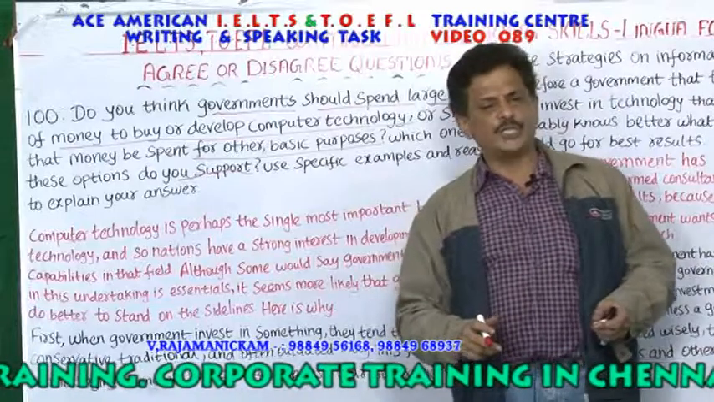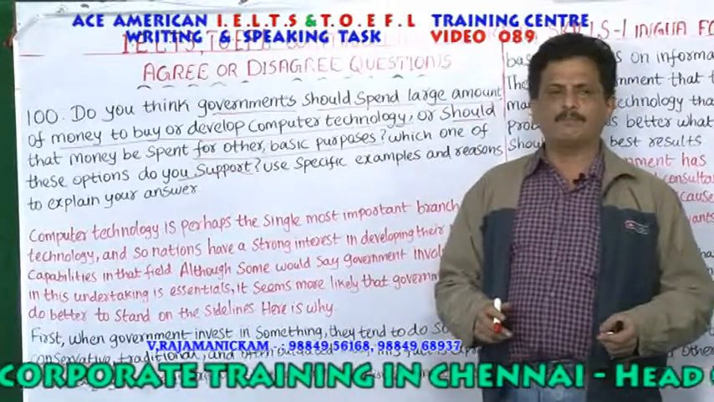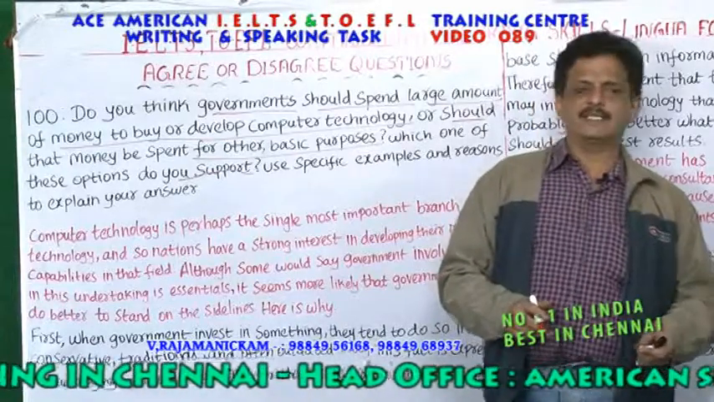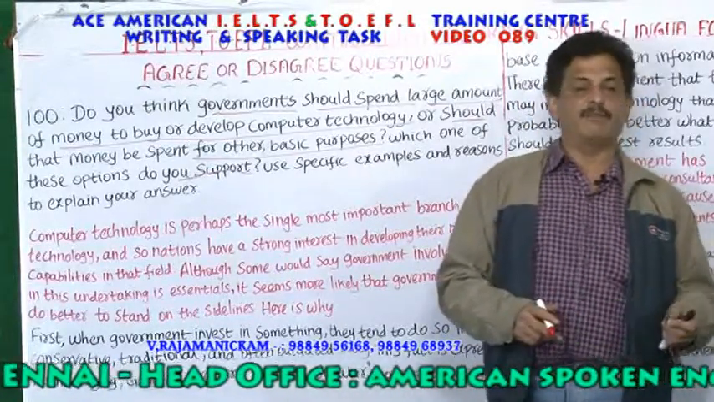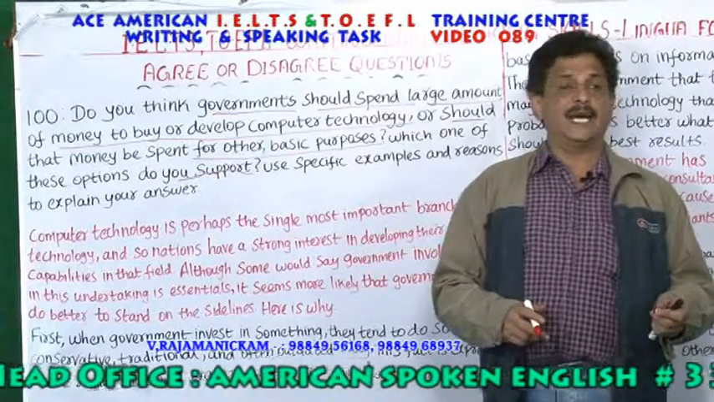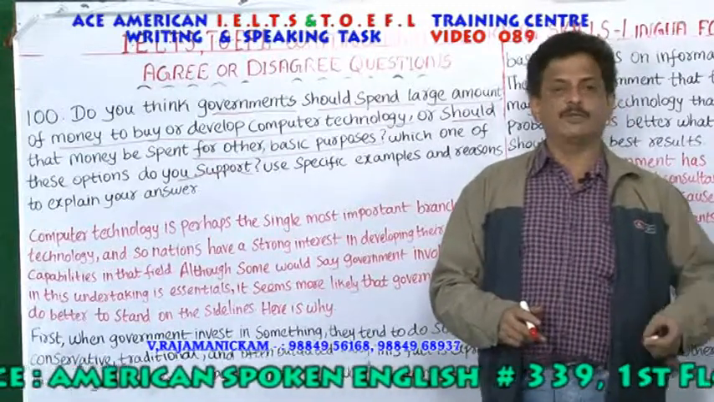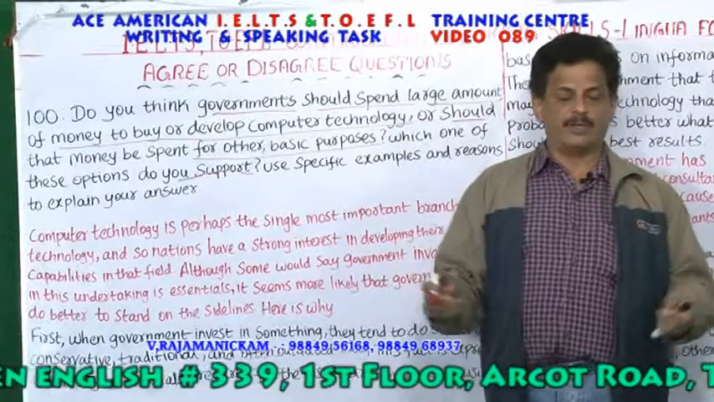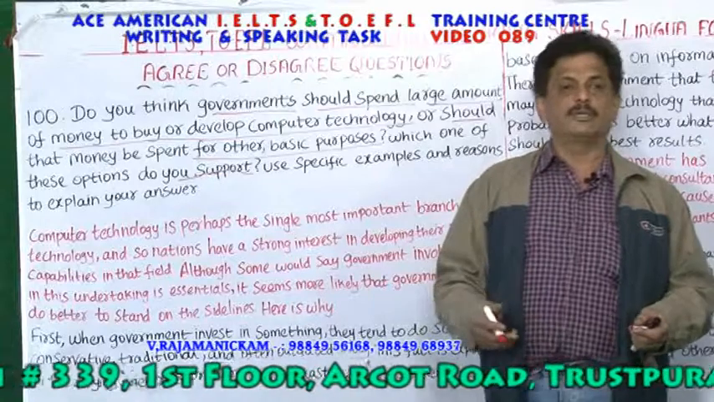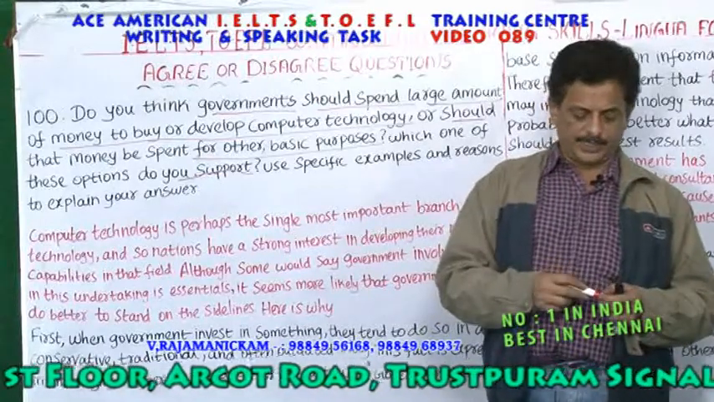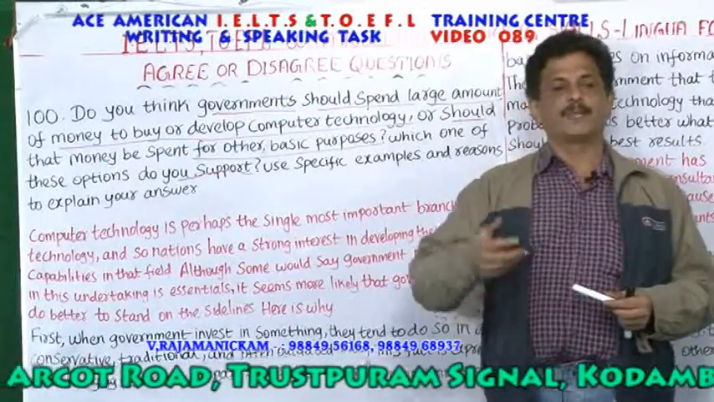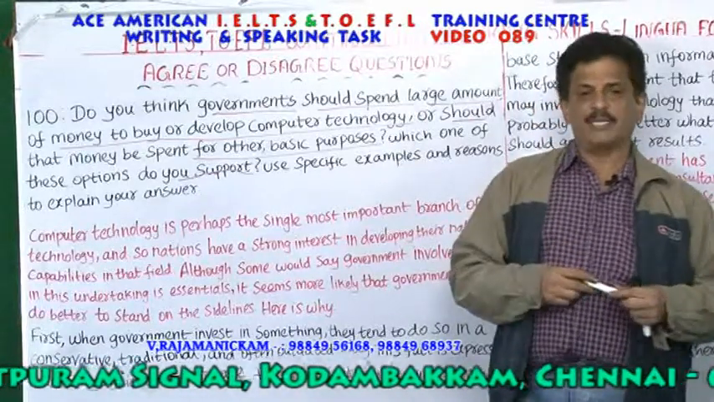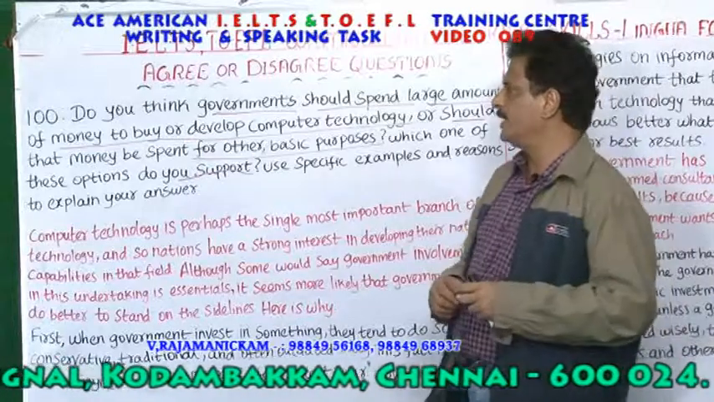Yes, the government should spend a lot of money for computer technology development. Then you have to say the reasons. No, it's not necessary. The government should spend money for alleviating poverty, and other basic things are there which the government should take care of. The private people are already there who can invest money in computer technology. So you have to take one stand, and you have to say with reasons and examples why you are for the topic.